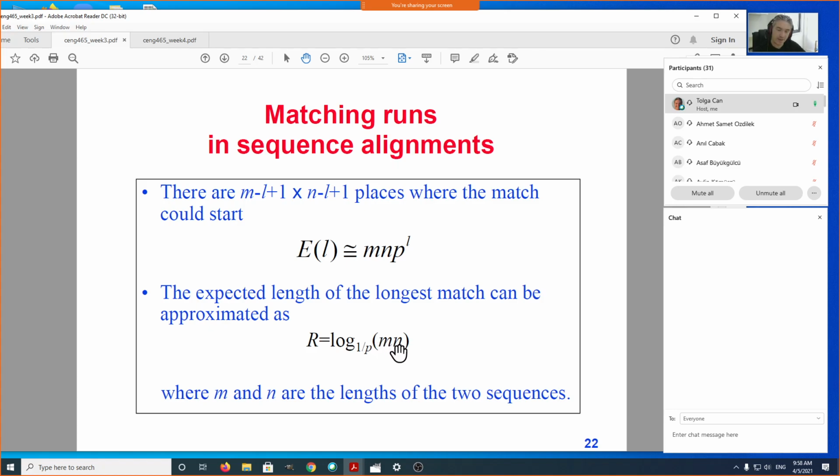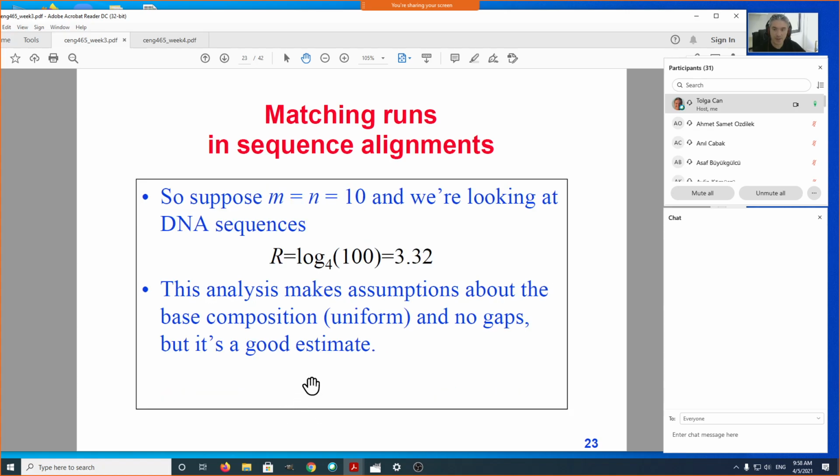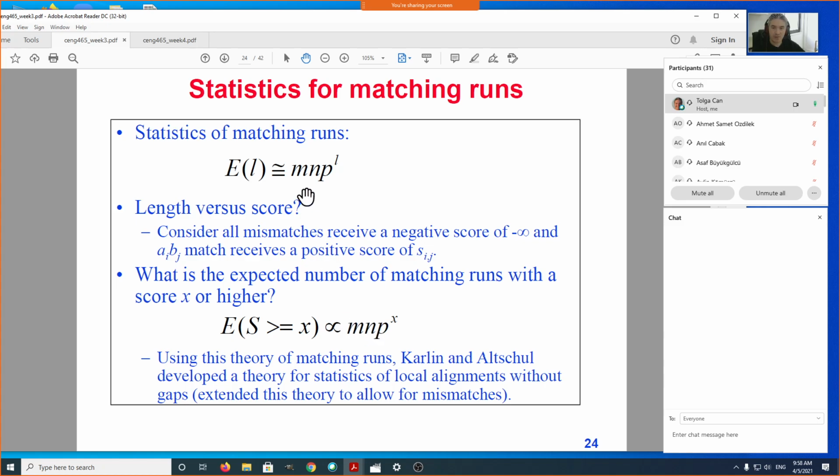So in other words, if M and N are equal, we can take this N squared, but it's 2 times the logarithm of the length of these sequences. You can also say that if they are of equal length. So these were some examples we talked about.